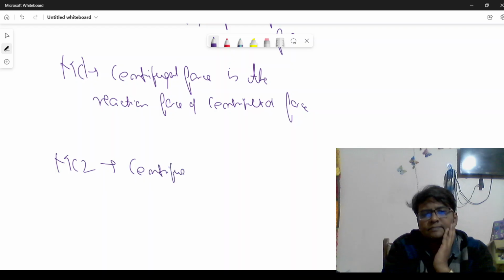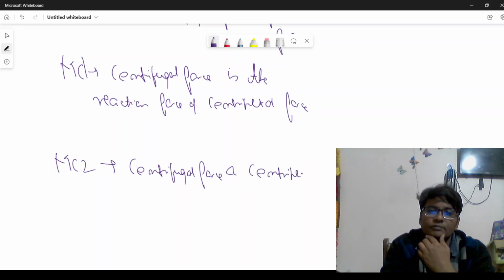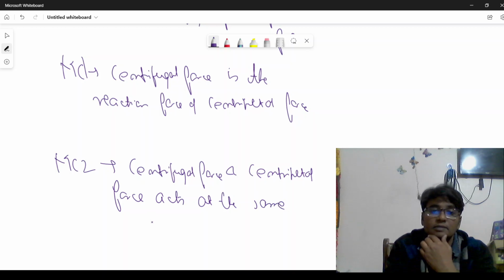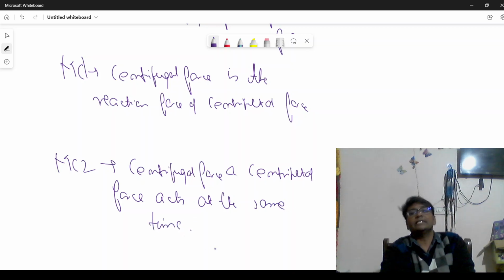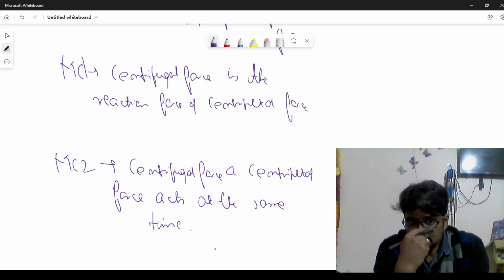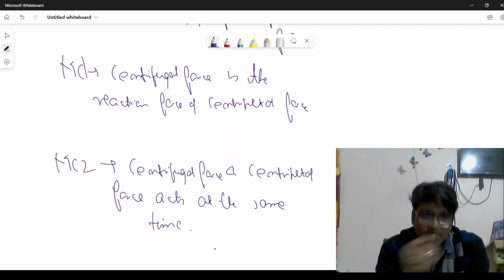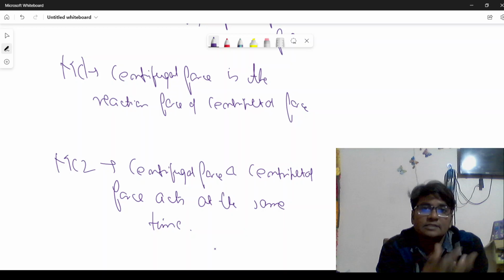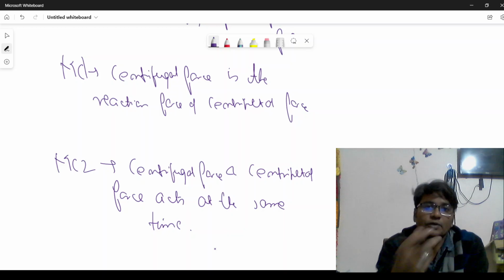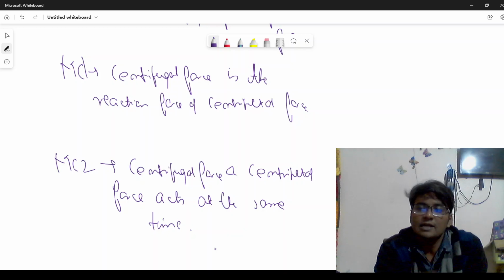The misconception is that centrifugal force and centripetal force act at the same time. Sometimes, in haste, this fault is made by faculty also, that the centripetal and the centrifugal force are acting at the same time. It's wrong. Only one force is acting. If you are standing inside the frame, for you it will be the centrifugal force. If I am standing outside the frame, for me it will be a centripetal force.